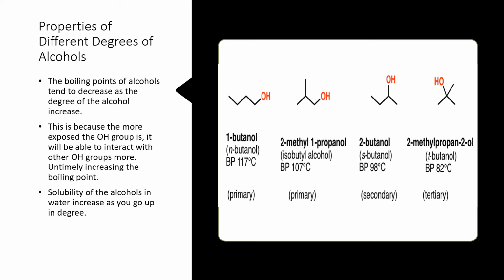For 1-butanol and 2-methyl-1-propanol over here, 2-methyl-1-propanol tends to have a lower boiling point, even though they're both primary, because of the chemical structure of 2-methyl-1-propanol compared to this one. This one here tends to cover more surface area, which means it will interact with more hydroxyl groups, being able to boil faster compared to 1-butanol.